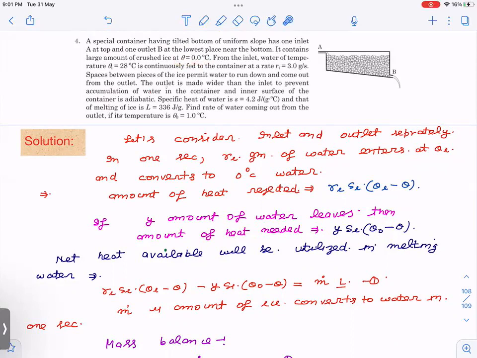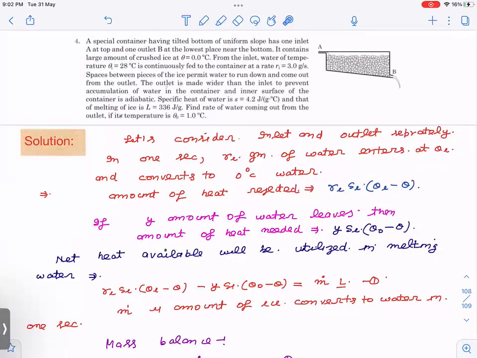Now what do you have inside? You have Ri amount of water additionally, and whatever amount of ice was there originally, that is still there. So you have Ri amount of water plus the original amount of ice plus this much amount of heat, right? What converts to what, that we will see later.